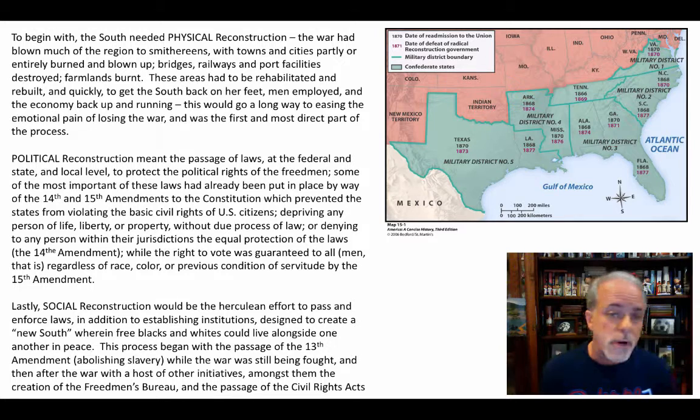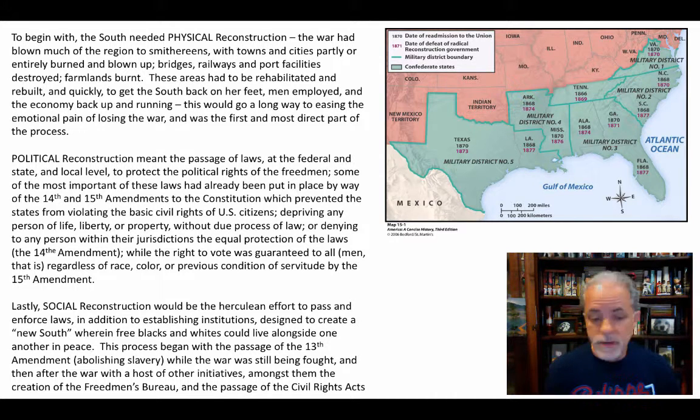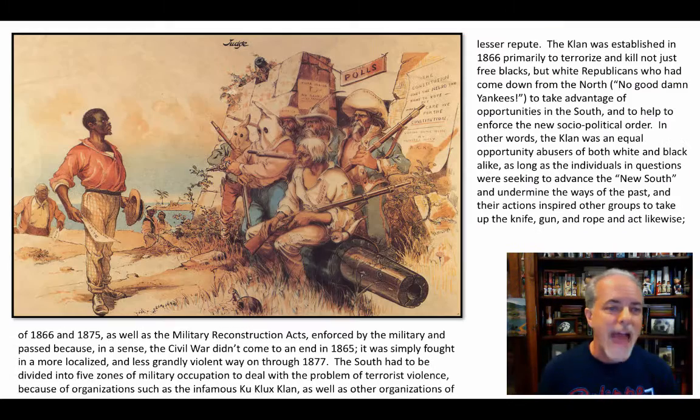Lastly, social reconstruction would be the Herculean effort to pass and enforce laws in addition to establishing institutions designed to create a new South wherein free blacks and whites could live alongside one another in peace. This process began with the passage of the 13th Amendment, abolishing slavery, while the war was still being fought, and then after the war with a host of other initiatives, amongst them the creation of the Freedmen's Bureau and the passage of the Civil Rights Acts of 1866 and 1875, as well as the Military Reconstruction Acts enforced by the military and passed because, in a sense, the Civil War didn't come to an end in 1865.